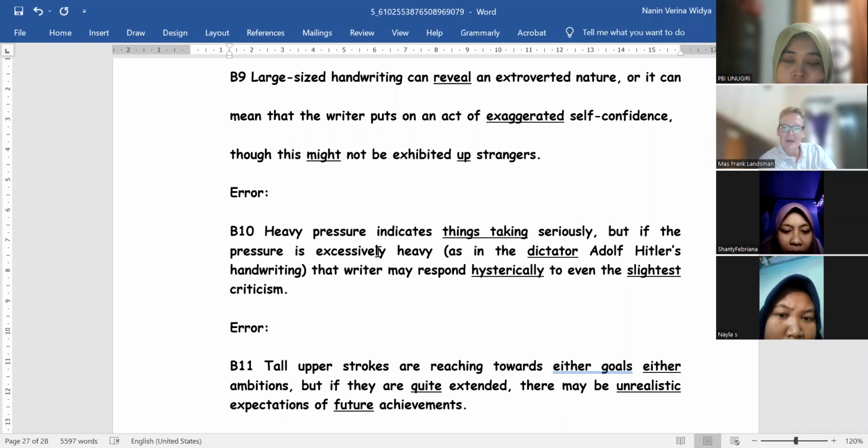Concentrate on the underlined words. Jadi fokusnya ke bagian yang telah digarisbawahi. Yang mana?